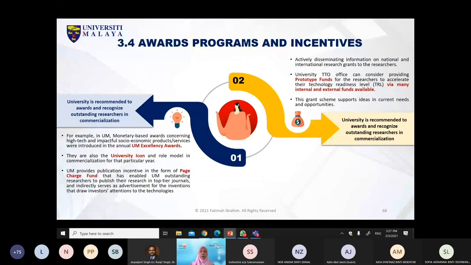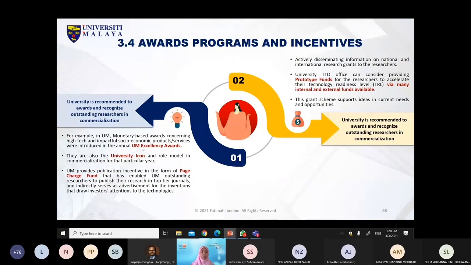Another technology transfer tactic that we should look into is to have an awards program and incentive. So the university is recommended to have awards and recognition for outstanding researchers in commercialization. For example, I think many universities, the research universities, have awards at the end of the day, like Anugerah Cemerlang and so on. But they also have a special award.